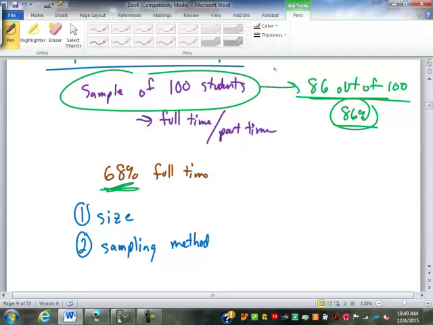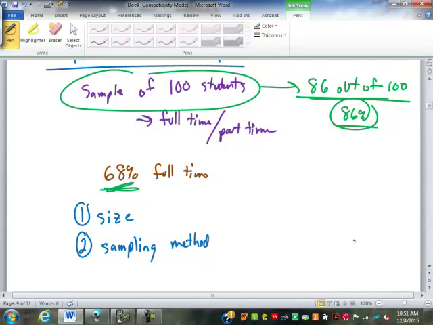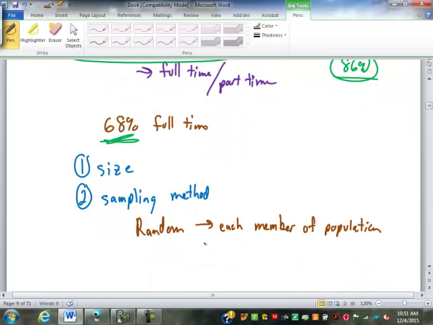The sampling method needs... Hey, Wayne. Okay, so that sampling method, we said it has to be random. Random means that each member of the population has an equal chance of being in the sample.